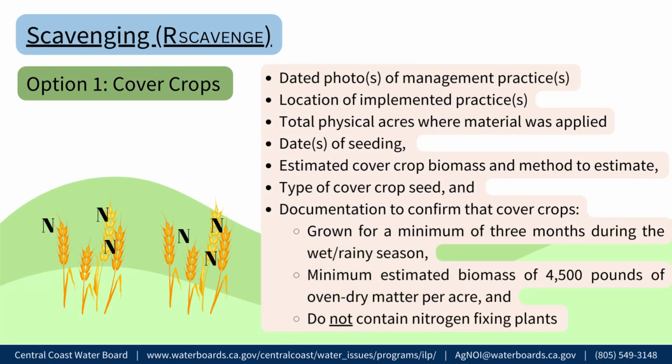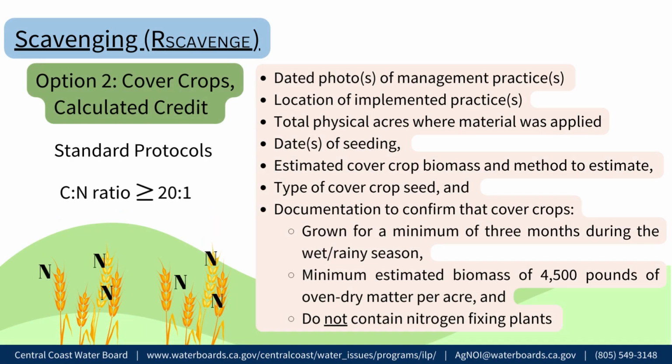Option 1. Cover crops. To claim a maximum credit of 30 pounds per acre per year for using cover crops, growers should keep records of dated photos of management practices, location of implemented practices, total physical acres where material was applied, dates of seeding, the estimated cover crop biomass and method to estimate, the type of cover crop seed, and documentation to confirm that cover crops were grown for a minimum of 3 months during the wet and rainy season to prevent nitrogen leaching, have a minimum estimated biomass of 4,500 pounds of oven dry matter per acre, or in other words, the weight of the dry matter without any moisture or water content, and they do not contain nitrogen-fixing plants.